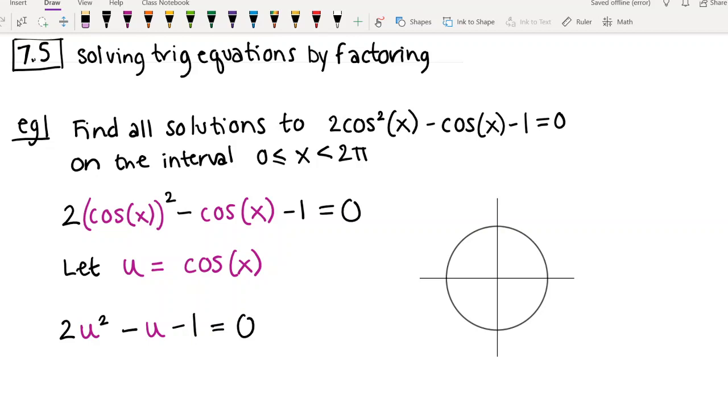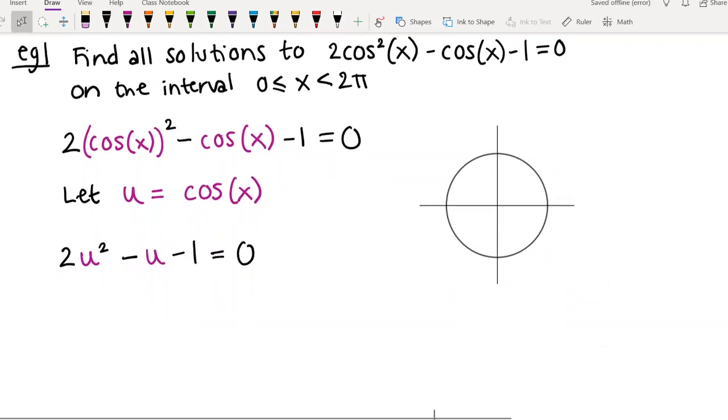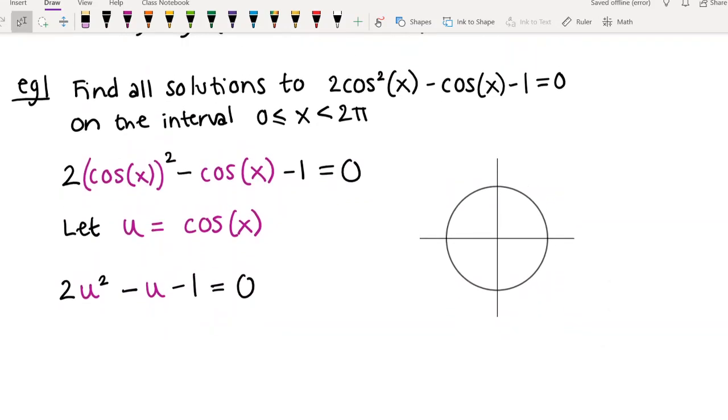And I think after you do some practice with this, you might not actually have to do this step. You might be able to see how to factor it without doing this kind of u thing. But I think it's helpful at first just to get a sense of the pattern. Okay, so how do you factor something that looks like this?